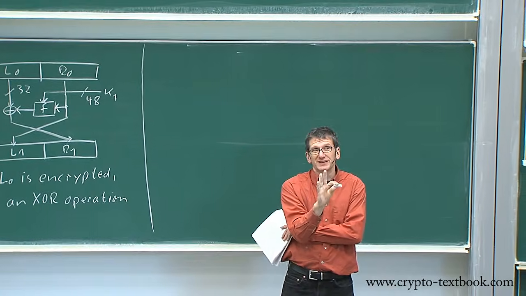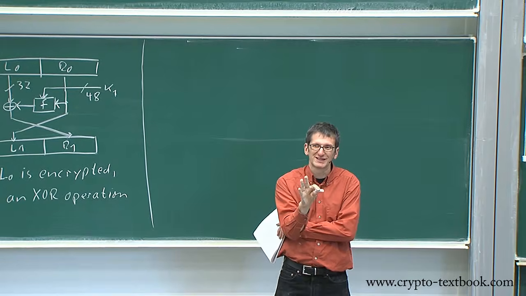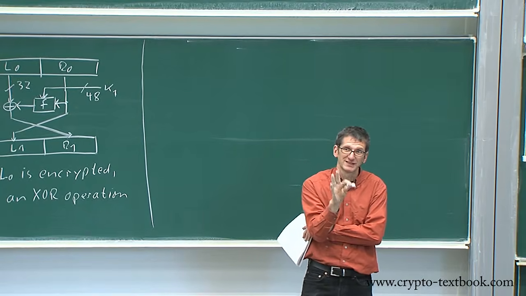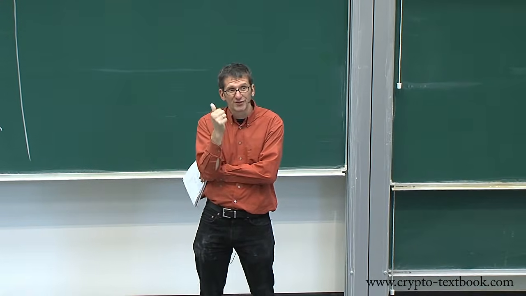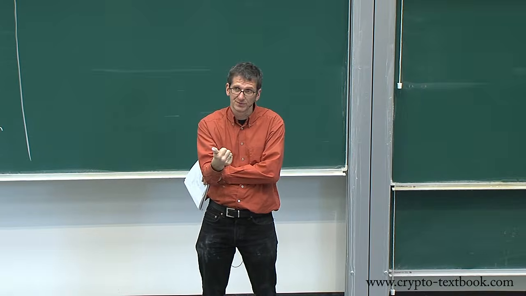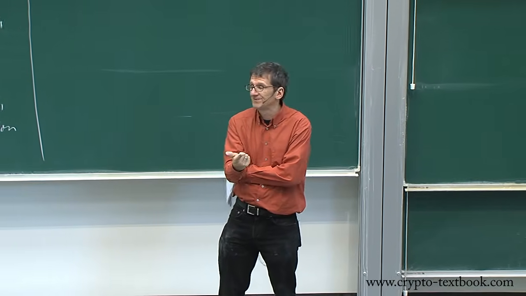We're not there yet. This was halbe Miete, half the rent so far, right? We're not there with the discussion of Feistel networks, but this was the first 50%. Lesson learned so far: the left-hand side is encrypted, the right-hand side is not encrypted. It's encrypted with an XOR gate, okay?